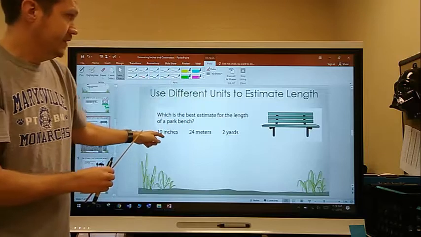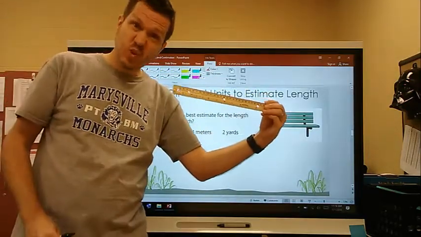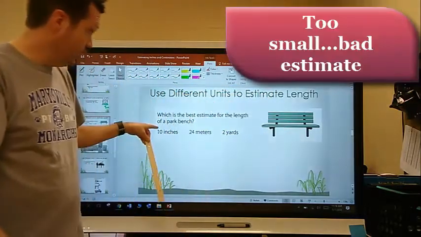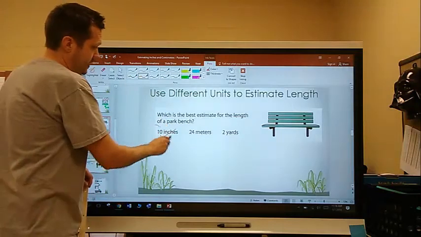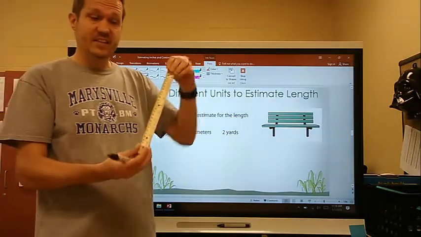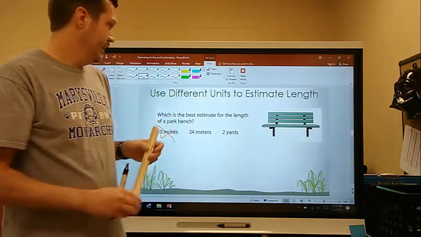So it's asking us, is a park bench 10 inches, which is a little bit less than this? That would be a really small park bench. So I know that it is not 10 inches for sure. Definitely not 10 inches, because 10 inches is less than this. That would be 10 inches, and that's just not enough to sit on.